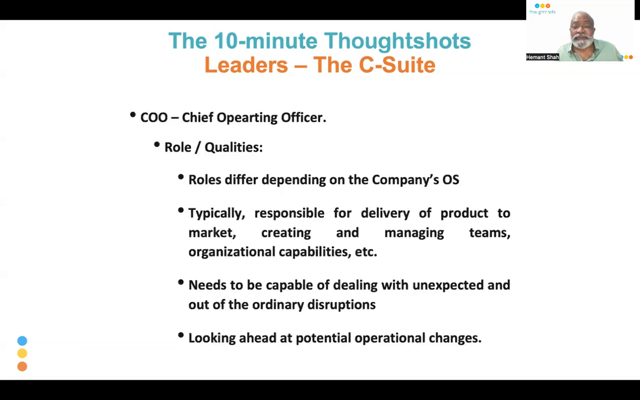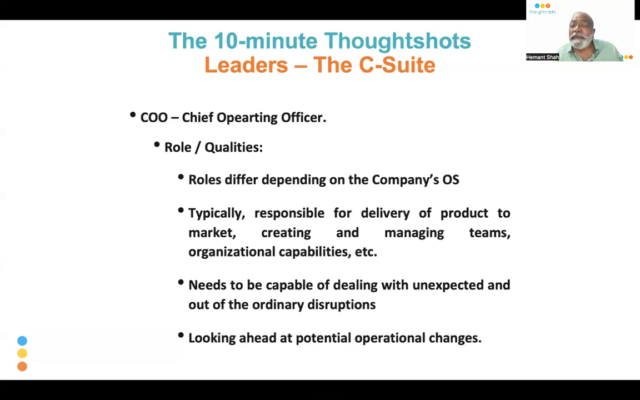The chief operating officer is the one who operates the company, but the role depends on the company's operating system. So all COOs don't have the same profile. They don't have the same KRAs, so to say, within an organization. Typically, a COO is responsible for delivery of the product to the market, creating and managing teams and organization, and therefore he has to have immense organization capabilities.